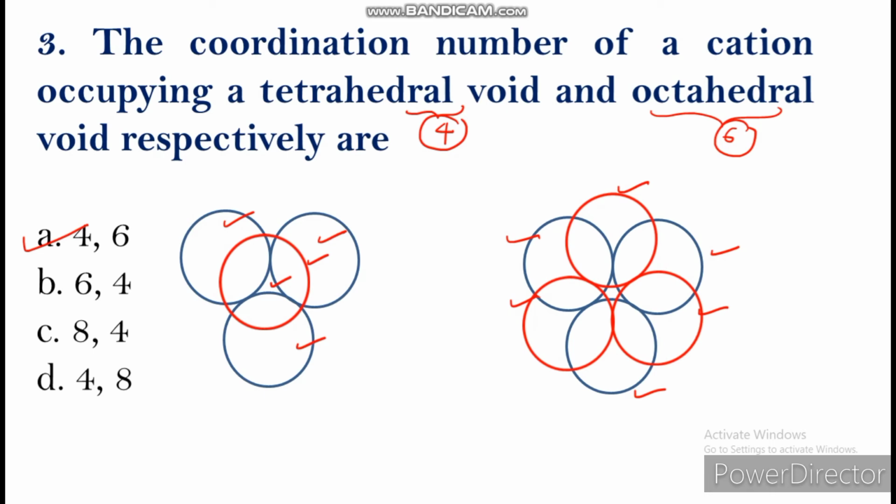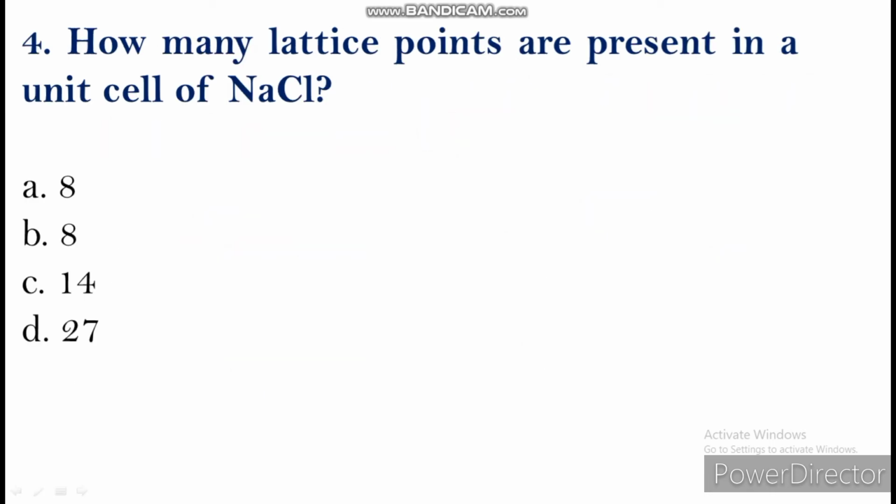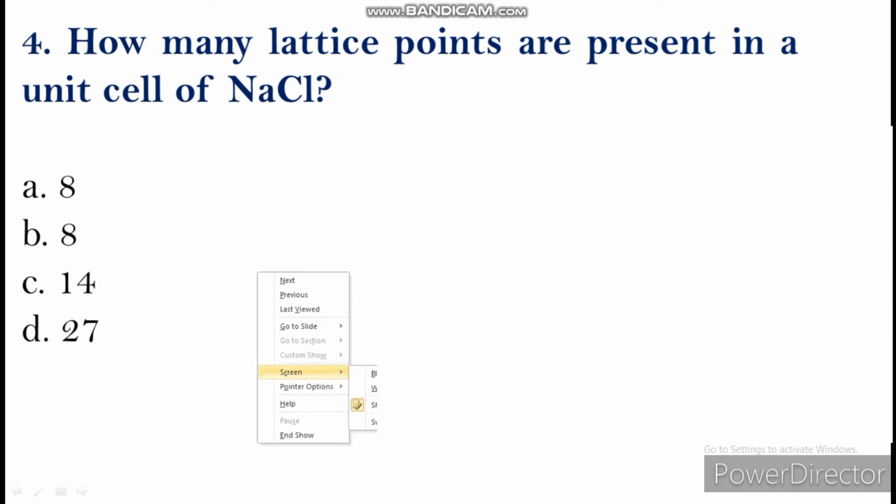Now let's see the next question. How many lattice points are present in the unit cell of NaCl? How is a unit cell of NaCl made up? In NaCl, the corners are occupied by Na. The faces are also occupied by Na, and Cl is occupying the edges.